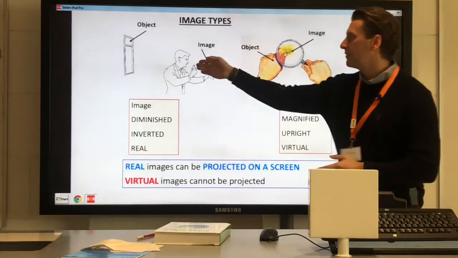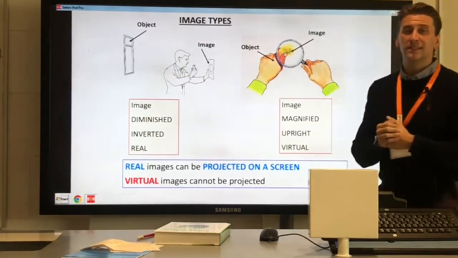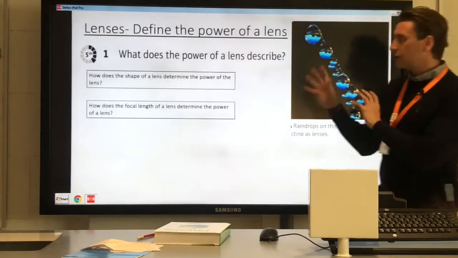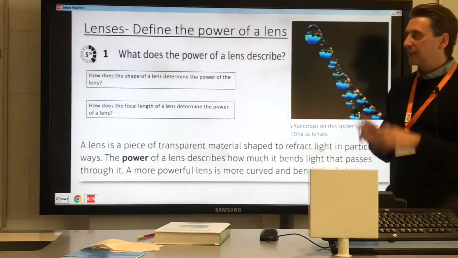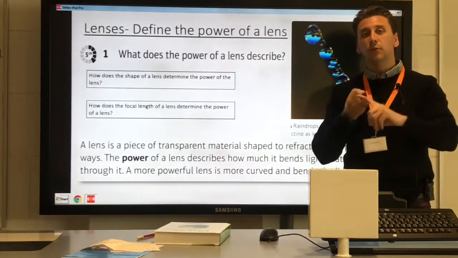Like, how far away from the lens is the image formed compared to how far away from the lens the object was? Okay? So we did just look at power quite briefly. We said that the power of a lens tells you how much it refracts the light. The more refraction, the more powerful.